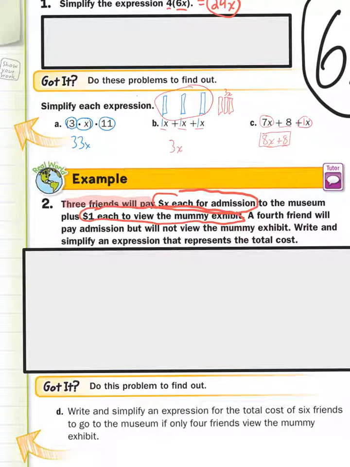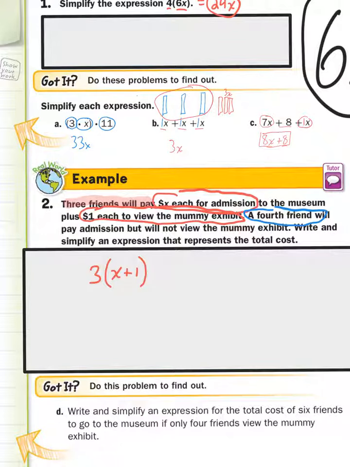So let's start out with those 3 friends. We have 3 friends, and they're each paying X dollars. Oops, that should be an X, sorry. They're each paying X dollars to get into the museum, plus $1 for the mummy exhibit. Now that expression so far that I have written down is for those 3 friends. But remember, we have a 4th friend.